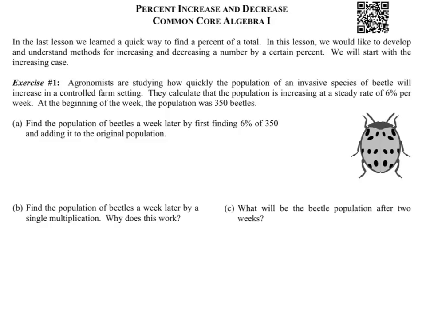Agronomists are studying how quickly the population of an invasive species of beetle will increase in a controlled farm setting. They calculate that the population is increasing at a steady rate of 6% per week. At the beginning of the week, the population was 350 beetles. So the information we know, 6% per week started at 350. So we need to find what 6% of 350 is. Keep in mind, the word of means multiply.